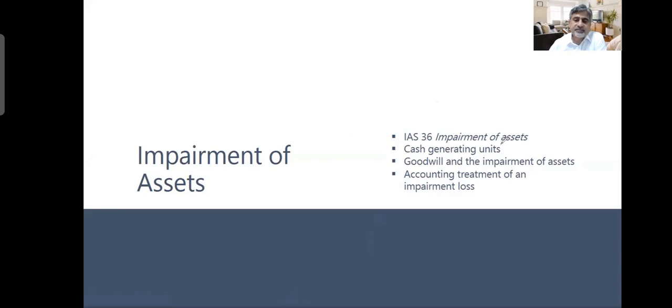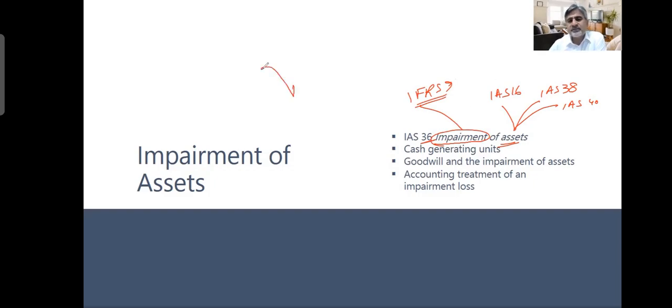Impairment of assets. Which assets do we talk about? Assets could be under IAS 16, your tangible non-current assets, under IAS 38, your intangible non-current assets, or under IAS 40, your investment property. So the impairment principles will apply. Impairment also happens to financial assets under IFRS 9, but there the concept of impairment is a little bit different. The word impairment will be used, but the standard will not be IAS 36 because it has its own criteria. Impair actually means when the value of something goes down.